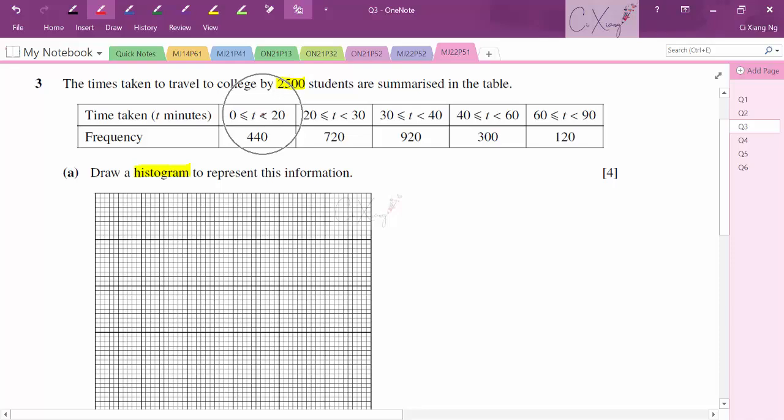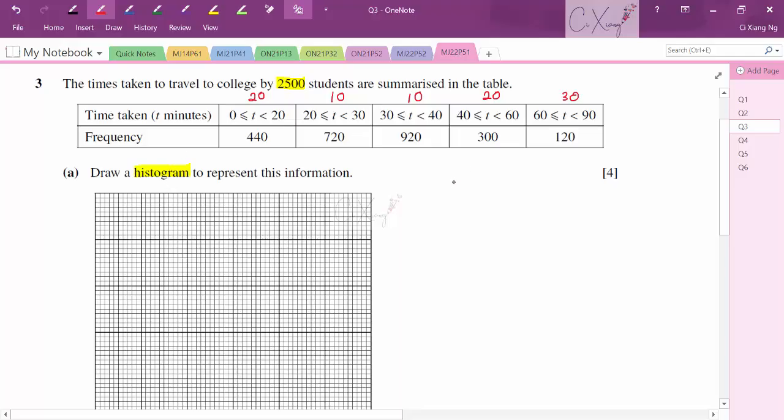All right, so the time interval provided here are already the class boundaries. Then we can directly check on the width. So for the width of the first class is actually 20. The width for the second class is actually 10. Third class also 10. Fourth class is 20. And the fifth class is 30. So from here we can observe that the width of every single class is unequal. Therefore, we have to sketch unequal width histogram.